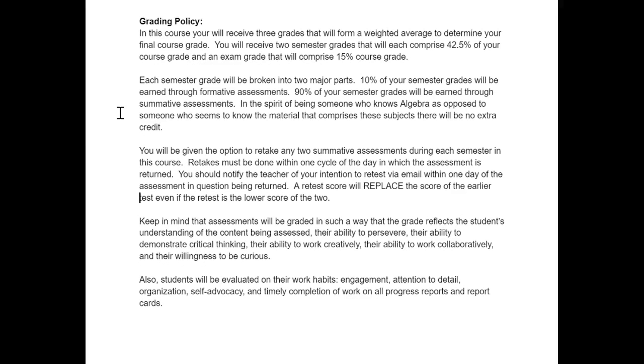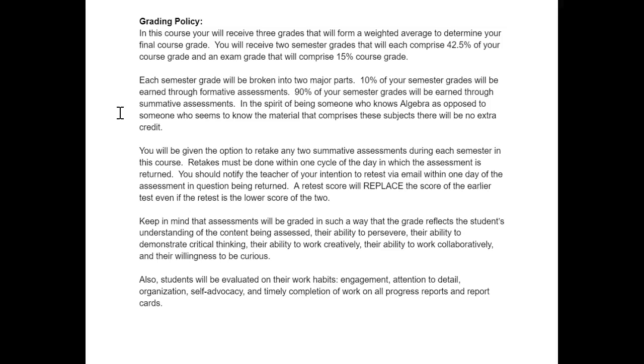You do have options for retakes. You can retake 2 of the big tests during any semester. So this gives you a total of 4 retakes, 2 per semester. You have to take it within a cycle day, and you have to email me in advance so that I know that you are retaking the test. Retest scores replace the existing score. So even if you get a lower score, it's going to replace the existing score.